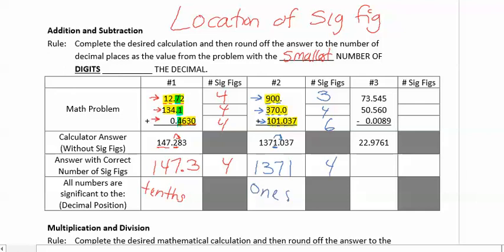So sometimes you'll have no decimal points, and you will have to round to the ones. Sometimes you could even have to round to the tens or the hundreds place. It just depends on the problem.